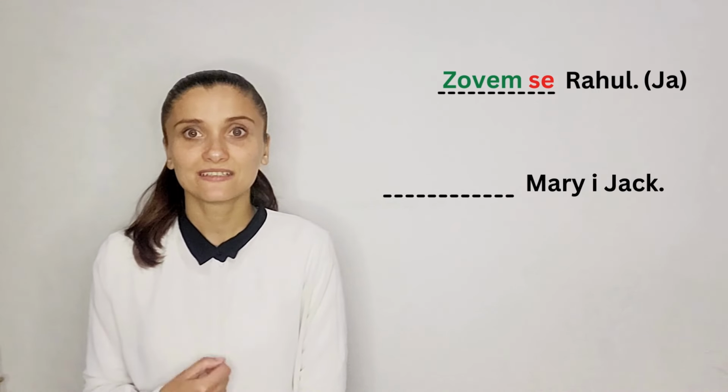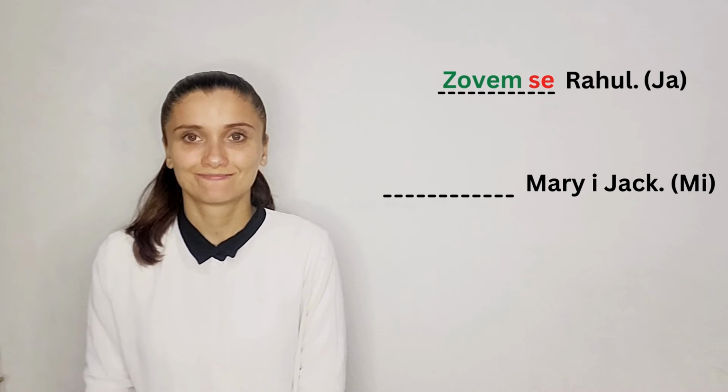So you see, it's a bit different, depends, are you using pronoun or not. Let's now see some examples. So, we have dash, Rahul, ja. So, how would you solve this one? Yes, you would say, zovem se Rahul. Let's see another example. Dash, Mary i Jack. Mi.